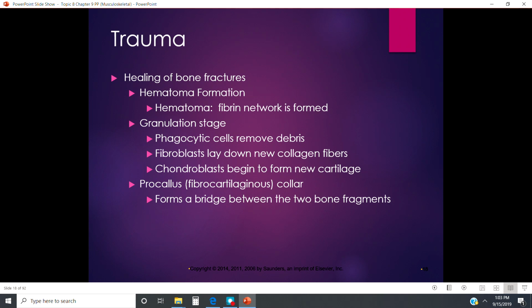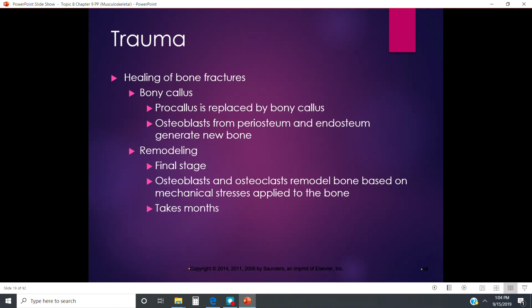So once the fracture happens, the next thing that we want to take place is healing. We're going to divide healing into five distinct phases. The first one we're going to look at is hematoma formation, then the granulation stage, the formation of the procallus, the formation of the bony callus, and then finally we'll take a look at remodeling.